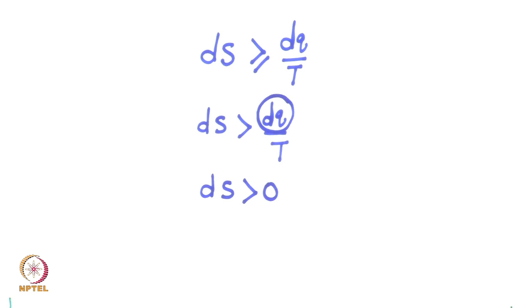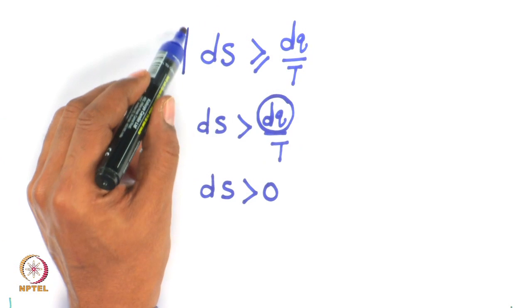This is a common mistake which many times I have seen while discussing with several students: whenever we say adiabatic process, generally one tends to consider that since there is no exchange of heat between system and surroundings, therefore, in each case the entropy change should be 0. No.